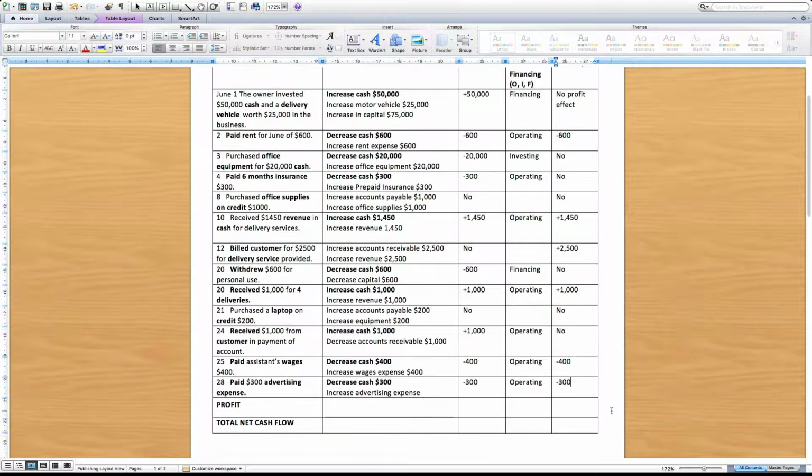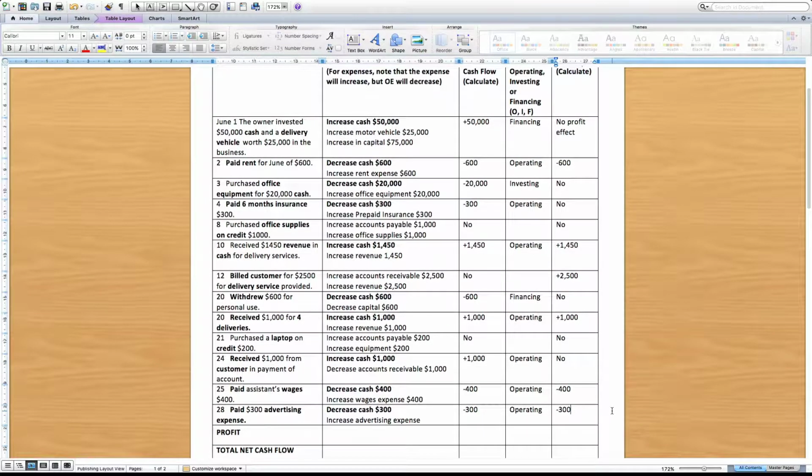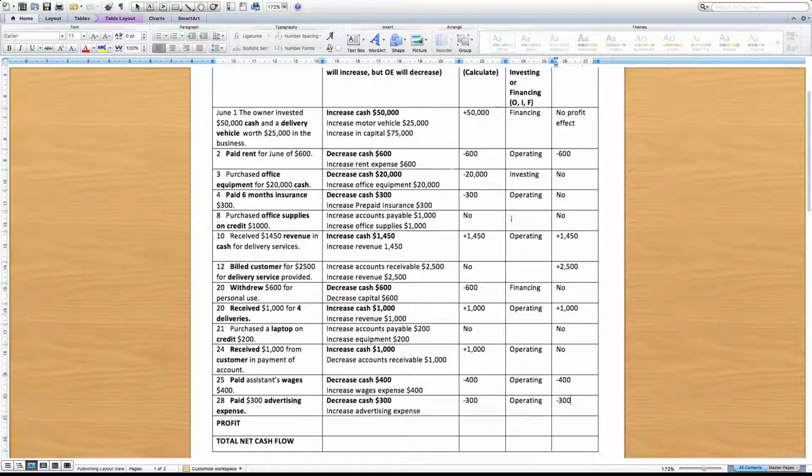So we've gone through all the transactions here and we've classified them. And we've identified our 2 effects, we've identified the cash flow, we've classified the cash flow and also the implications for profit. So now what we want to do is calculate profit. So what you need to do here is you would go through and add up all of your revenue items. So your revenue items are the pluses.